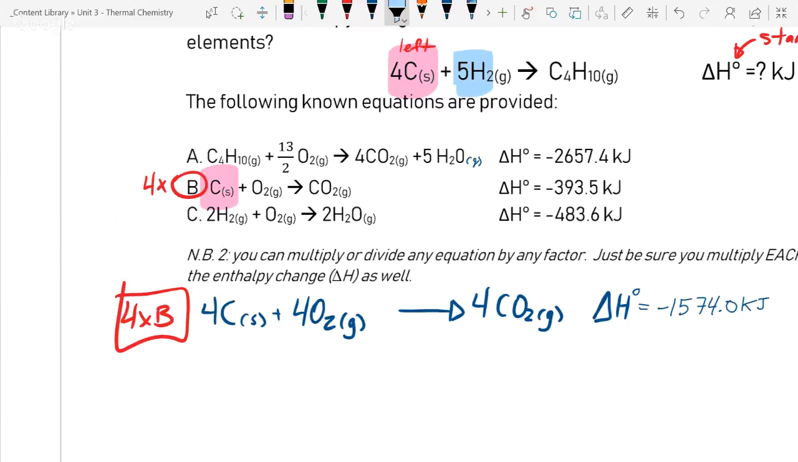That was wonderful. All right, how many hydrogens do we need? 5. Man, this sucks. And I need them on what side? Left. Here's the deal. We're dealing with moles. For the purpose of this, how many do we have here? What do I want to multiply this by? 2.5. You can do that. That's okay.